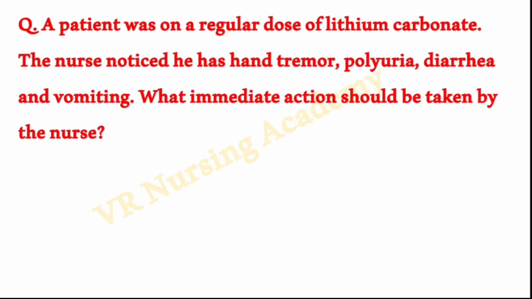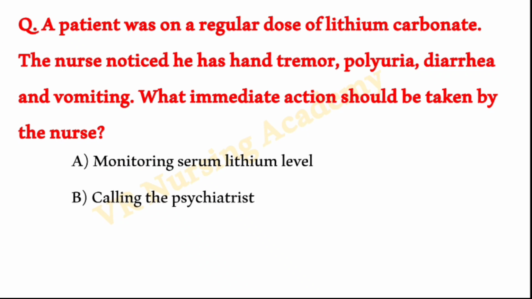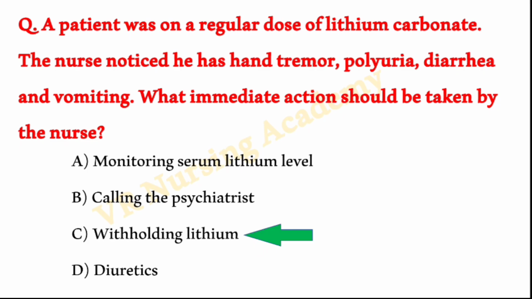Next question. A patient was on a regular dose of lithium carbonate. The nurse noticed he has hand tremor, polyuria, diarrhea and vomiting. What immediate action should be taken by the nurse? Option A. Monitoring serum lithium level. B. Calling the psychiatrist. C. Withholding lithium. D. Diuretics. The correct answer is option C. Withholding lithium.